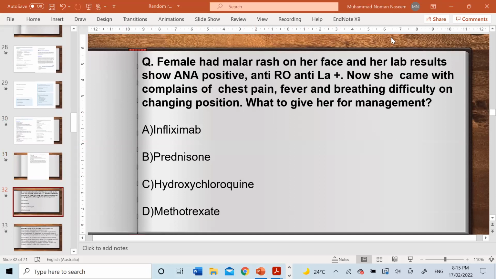Okay, our next question is, a female had malar rash on her face. Lab results show that she's ANA positive and anti-Ro and anti-La positive. Now she came with a complaint of chest pain, number one. Number two, she's having fever as well and breathing difficulty when she is changing positions. What to give her for management?